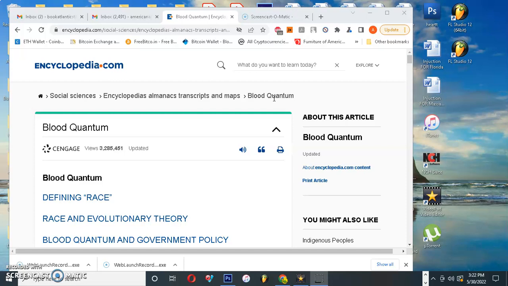So today we're going to be on the topic of blood quantum, okay? And it's very important to know where these terms originated from. It's very key to know why it was created, why it was implemented, and who implemented it, and for what reason it was implemented.